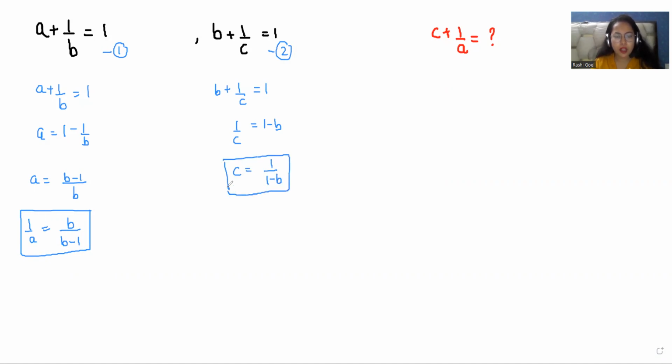Now the values of 1 over a and c I'll put here. In place of c, I can write 1 over 1 minus b plus, and in place of 1 over a, I can write b over b minus 1. Now to make the denominators the same, I'll take the negative sign common. So here I'll put negative, so b minus 1 becomes negative of 1 minus b. So the LCM denominator is 1 minus b and the numerator is also 1 minus b. So we'll eliminate it and we get 1. So the value of c plus 1 over a is 1.